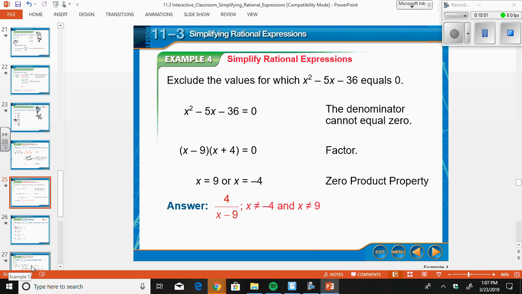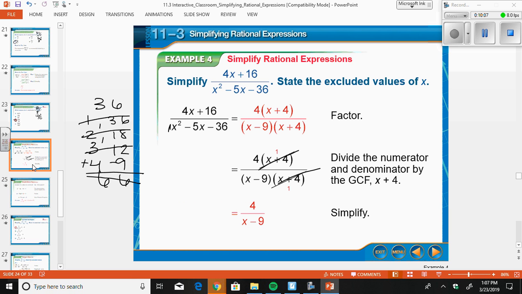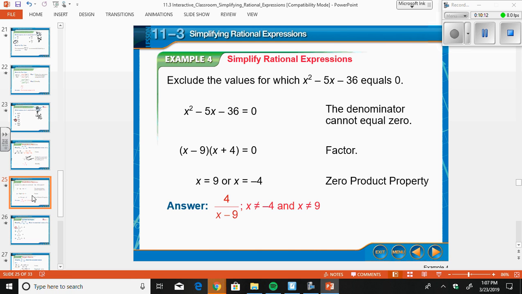Kind of fun. Let's see. Then exclude the values for this rational function. So we take whatever's on the bottom and set it equal to 0.